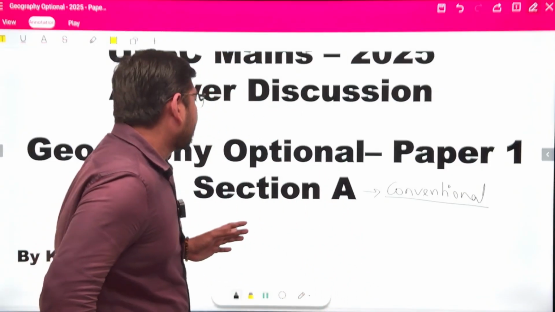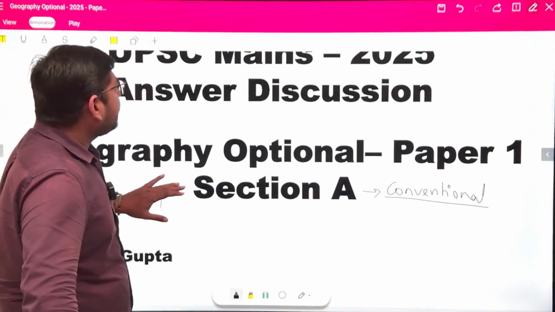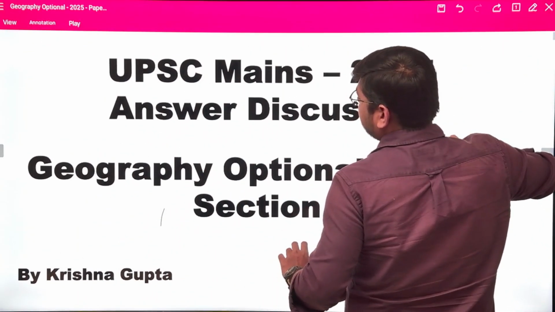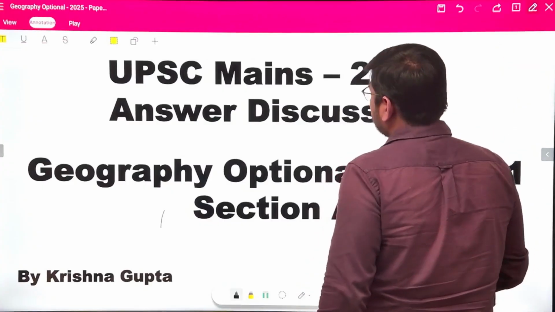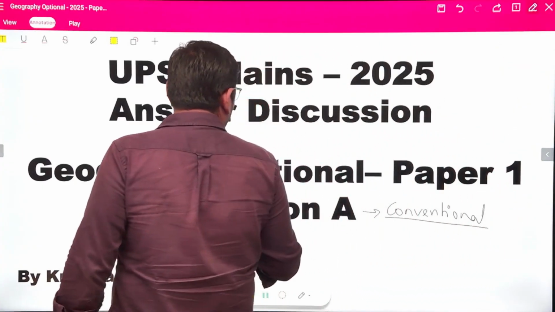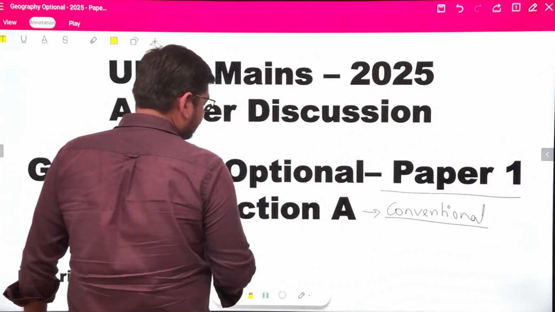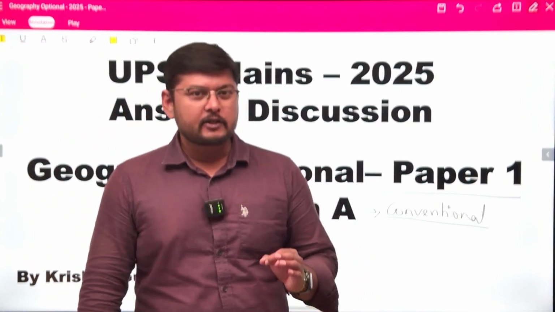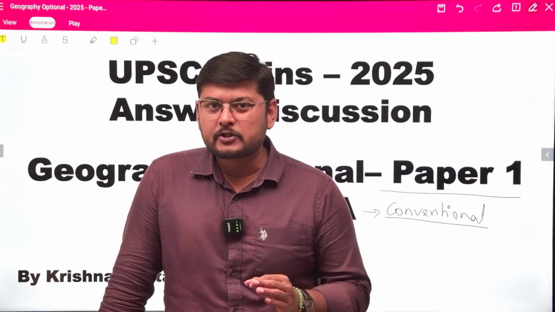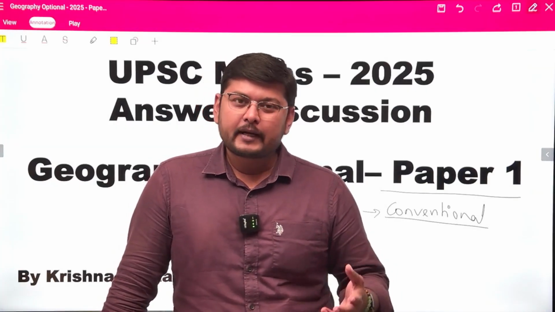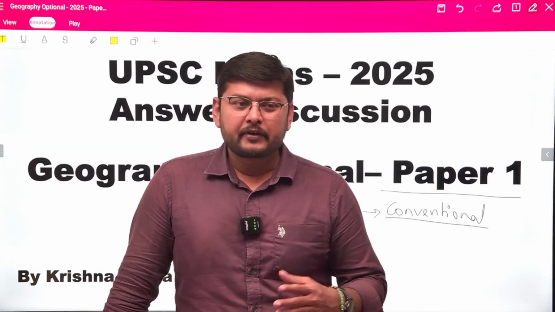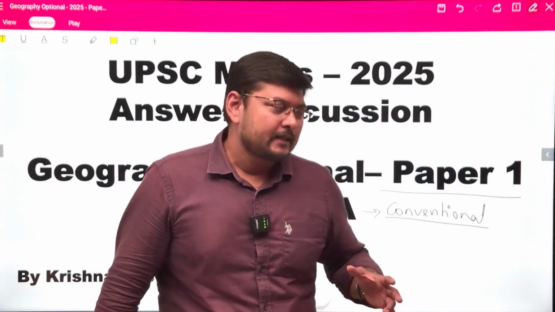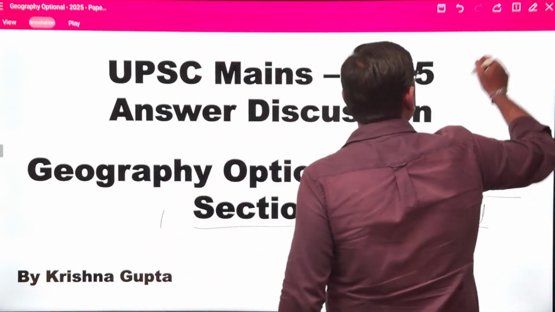So here we will go through the paper section-wise. I'll be discussing first optional paper 1. Under paper 1 we have section A, which consists of physical geography. First we'll discuss physical geography, then human geography, that is section B. After that we'll discuss the Indian geography, where we have two other sections, and we'll discuss them in quite some detail. So guys, let's move ahead and start our discussion today.